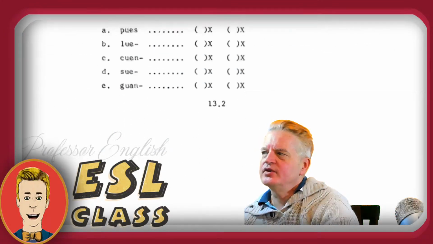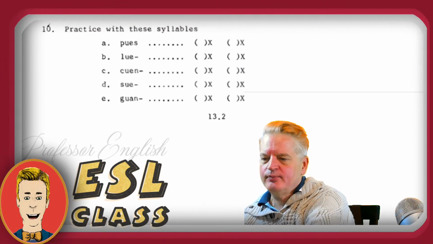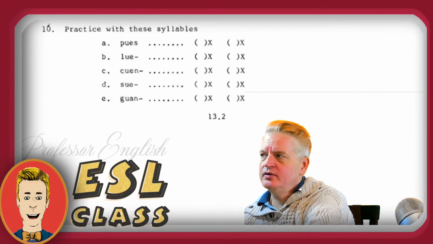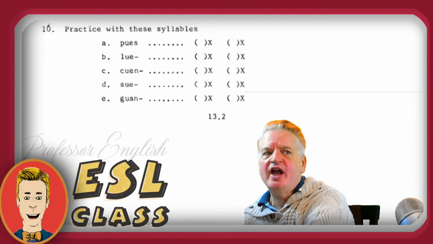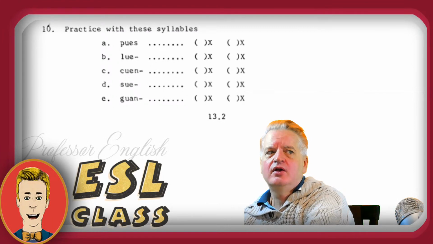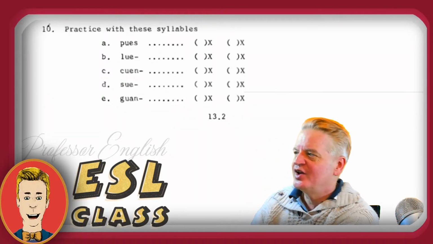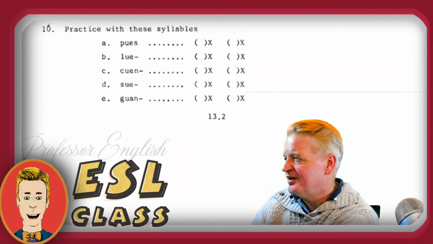Number 10. Practice with these syllables. Letter A. Pues. Next one is L-U-E. Lue. B. Lue. Hasta luego. I know I say hasta luego. It's luego. Hasta luego. I guess, unless it's accented. I guess we'll find out.